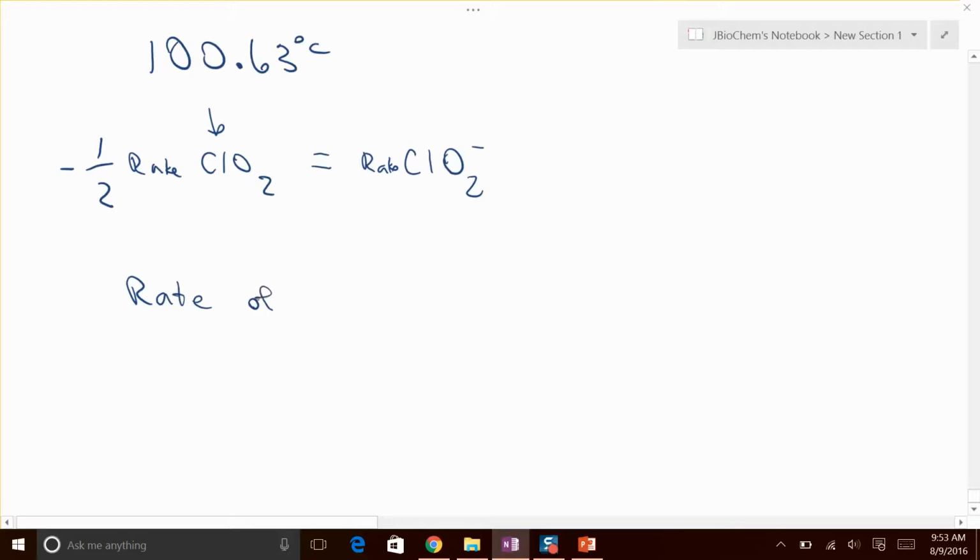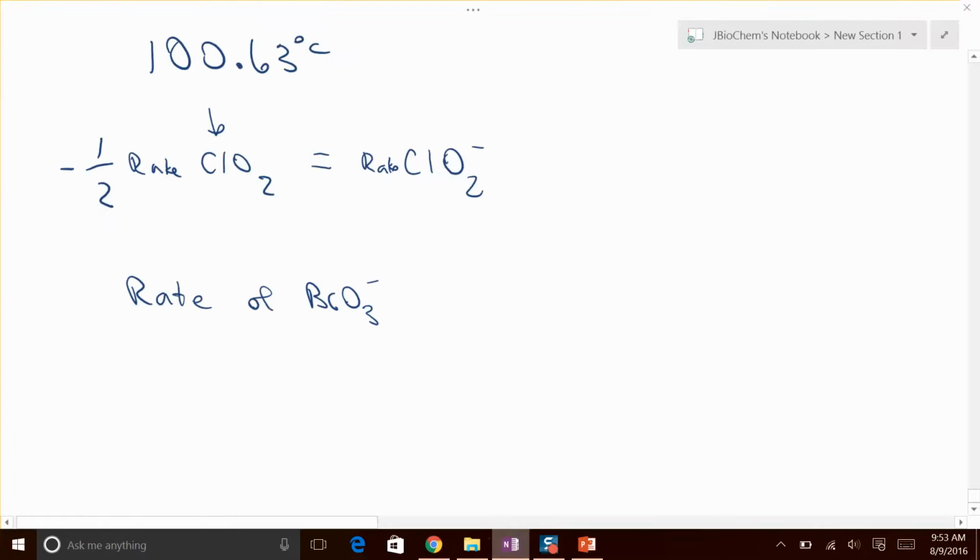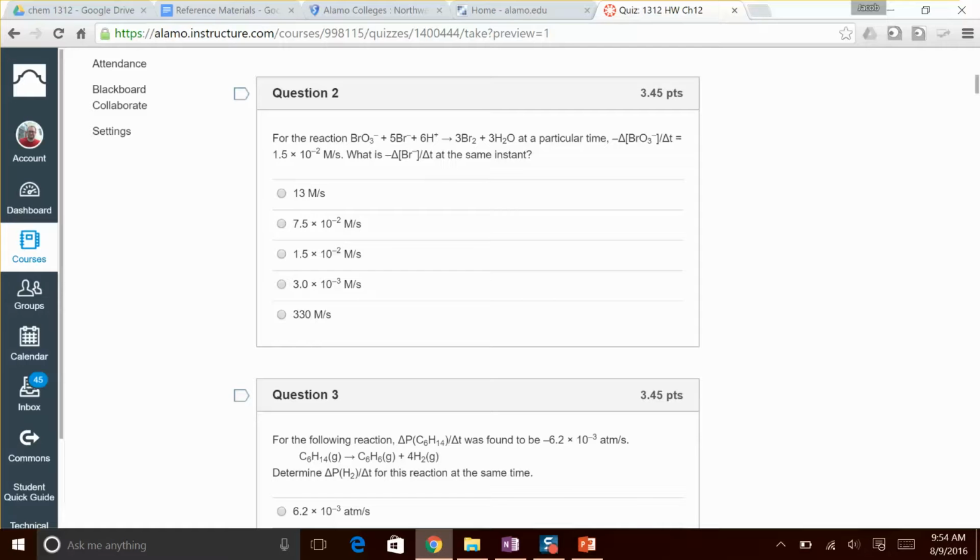So the negative, and one half of the term, it's the disappearance of BrO3 minus equals 1.5 times 10 to the negative 2. It's per second. Yep. Okay.